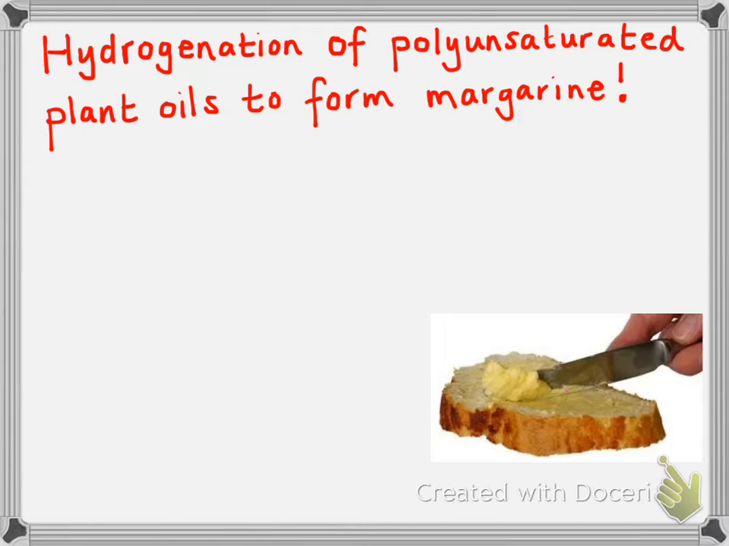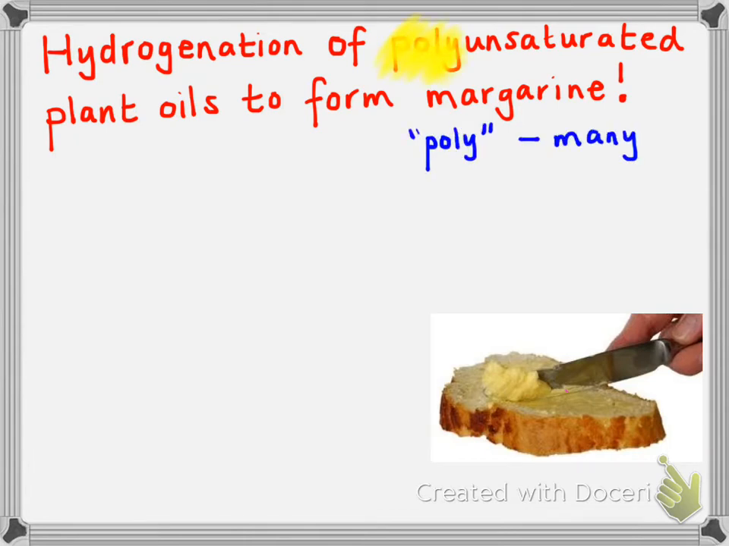Let's start with hydrogenation. Hydrogenation is the reaction with hydrogen via an addition reaction. And the oils that we use there, the plant oils, probably the most common one is sunflower oil. Maybe olive oil could be used as well. But let's have a look at this concept of polyunsaturated. Just make sure that we're clear there.